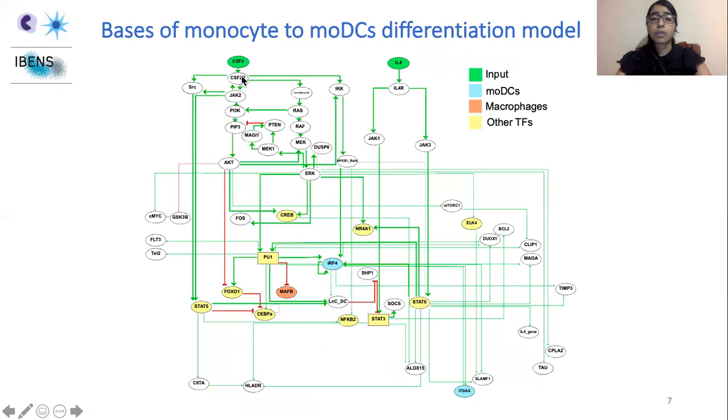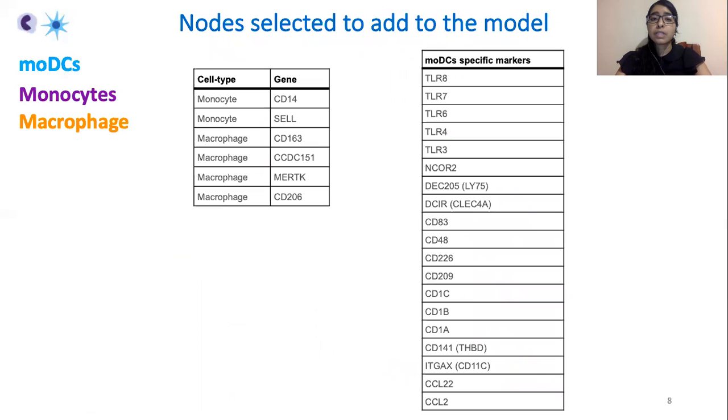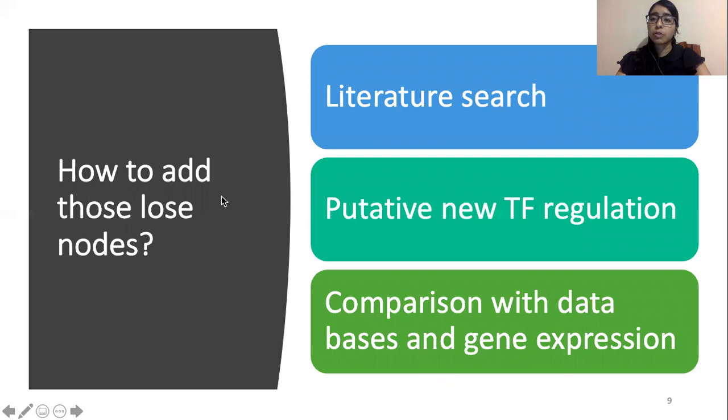The first model that we constructed based on literature has 2 inputs, CSF2 and interleukin-4, that are the green nodes. Then we have the 4 signaling cascades, and the yellow nodes are the transcription factors. And as we can see, there are few target genes. So we wanted to know which genes were regulated by those transcription factors. We selected specific genes for each cell type: the monocyte, the macrophage, and the dendritic cell. For dendritic cells, we have TLRs and some membrane markers specific for dendritic cells. But how are we going to add those loose nodes?